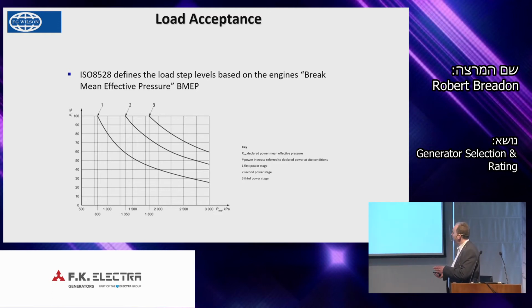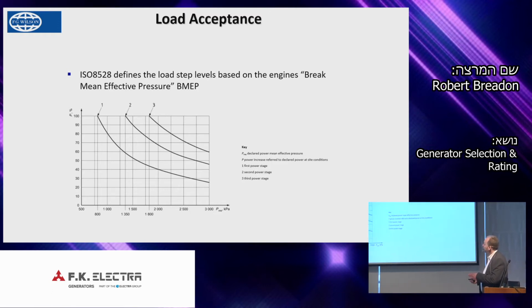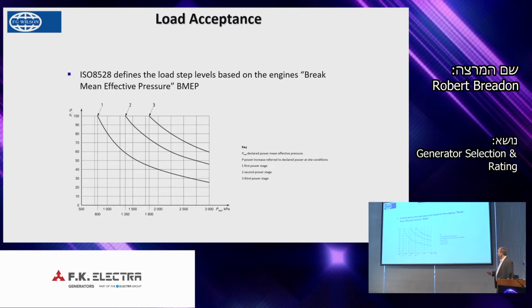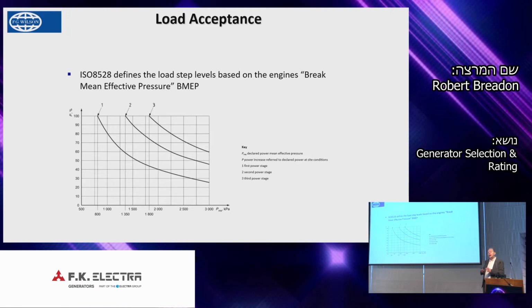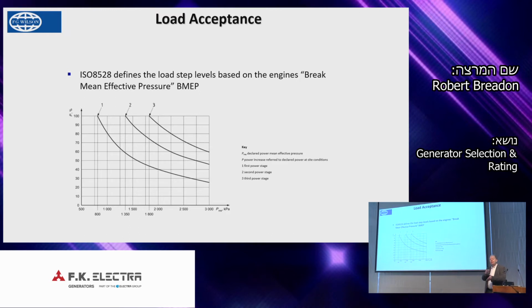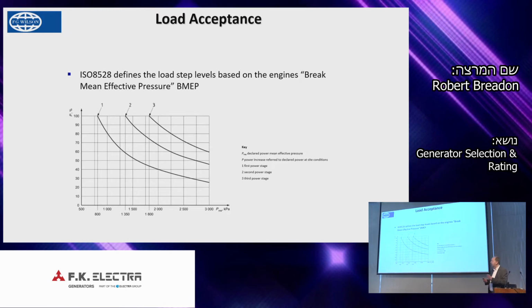So if, for example, you had 2,000 kPa of BMEP, the first load step that the ISO standard would require is 40%, and that is defined in the standard. Now, of course, a lot of customers will ask for 50% to ISO. That is, they've defined a load step in addition to the standard, which are two different things, and we have to be very careful how we address that.